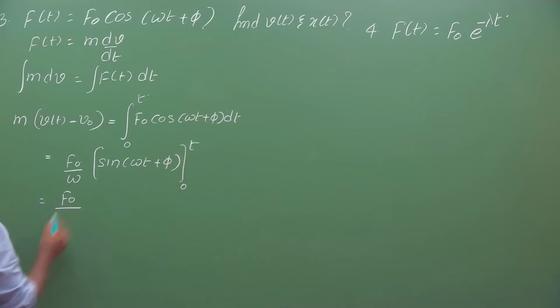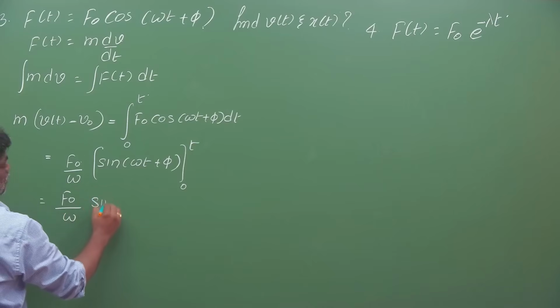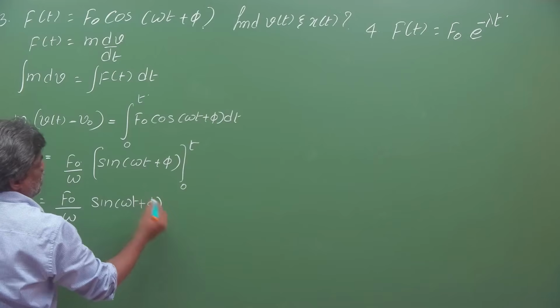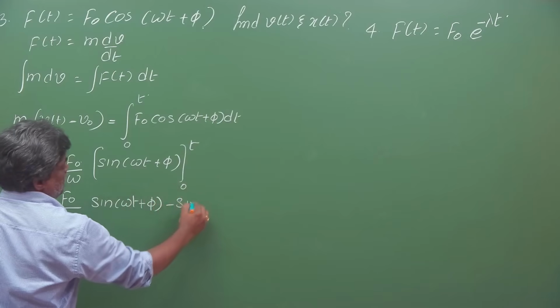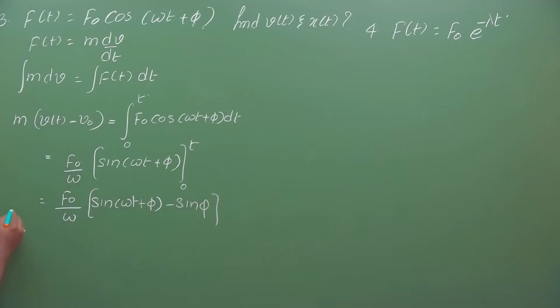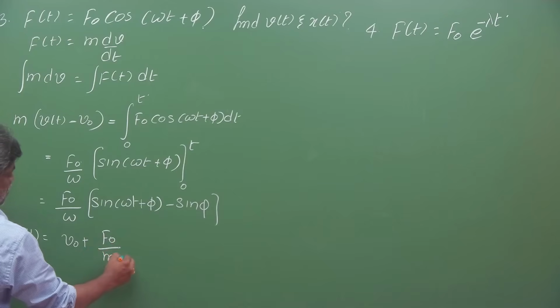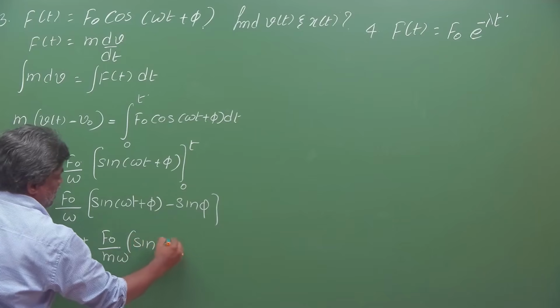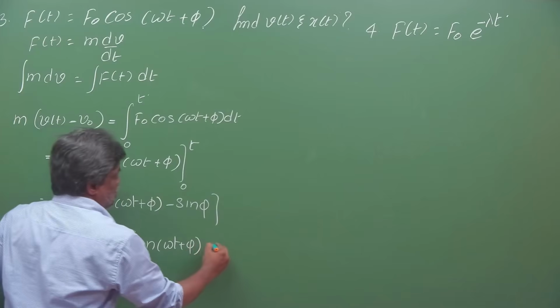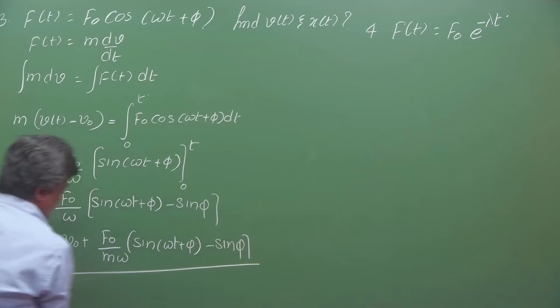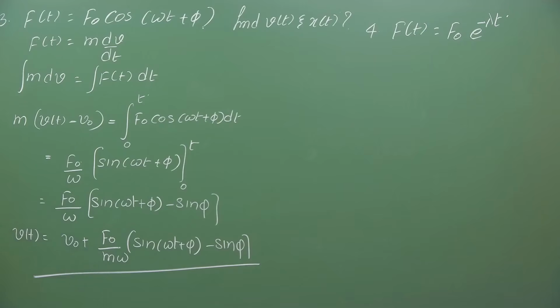So this is f naught by omega. If you substitute the upper limit as usual, and if you substitute the lower limit, how much it is? Sine phi. Careful. So finally, I think you got v of t equal to v naught plus f naught by m omega into sine of omega t plus phi minus sine phi. If you copy, you will struggle in the exam. Do it yourself. Again, take v of t as dx by dt and one more time integral. That's it, nothing else. It's not a difficult integral, cos integral, sine integral.